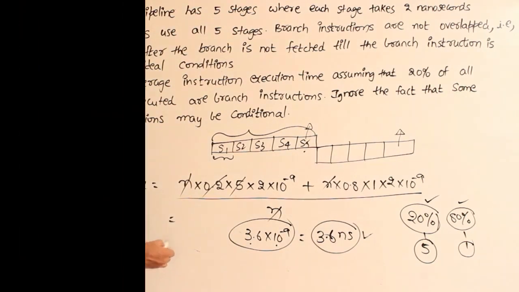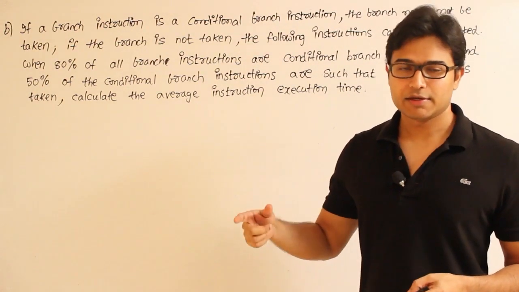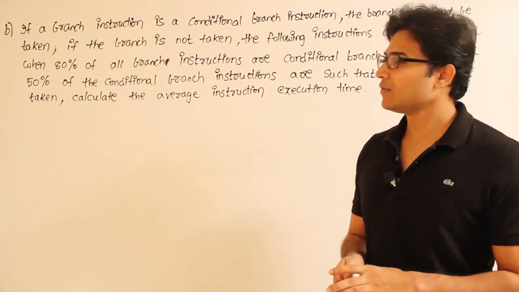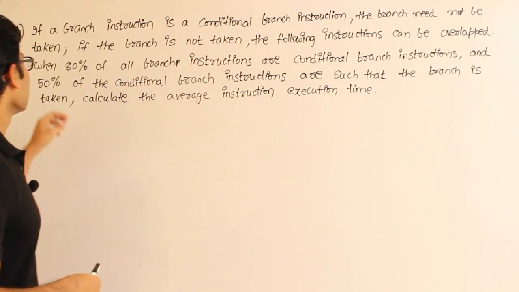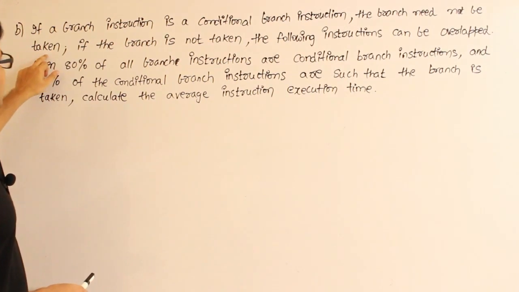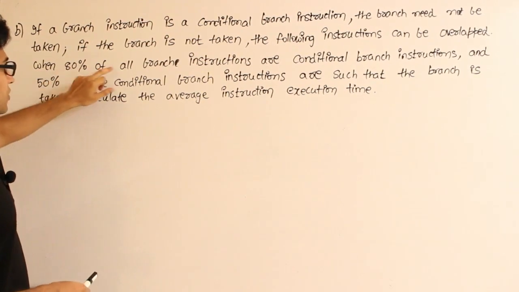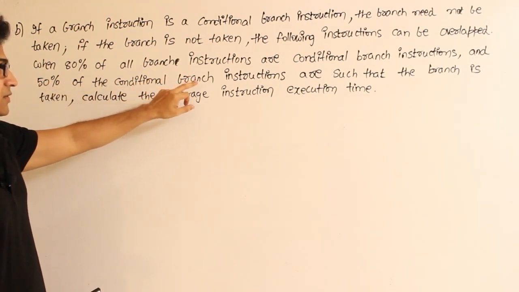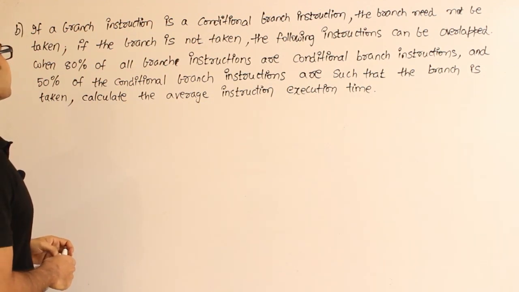Okay, fine. This question is a continuation of the previous question, where we have seen that in part A they have given some instructions and some of them are given as conditional branches. Now this is just the continuation to that. Read it. If a branch instruction is a conditional branch, the branch need not be taken. If the branch is not taken, the following instruction can be overlapped. When 80% of all the branch instructions are conditional branches and 50% of the conditional branches are such that the branch is taken, calculate the average instruction execution time.